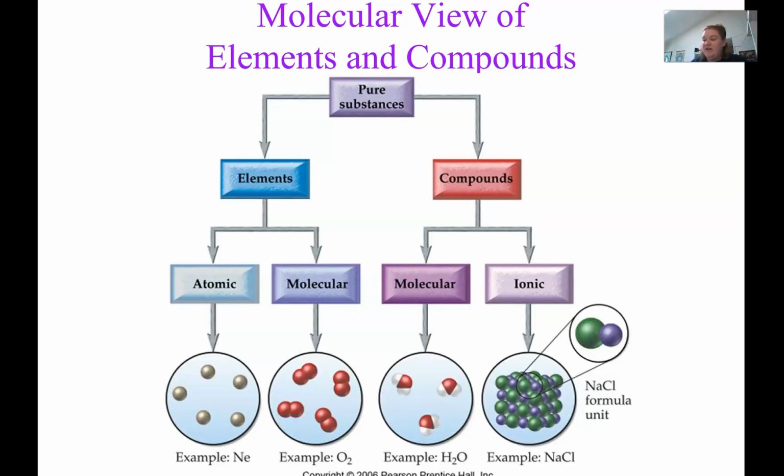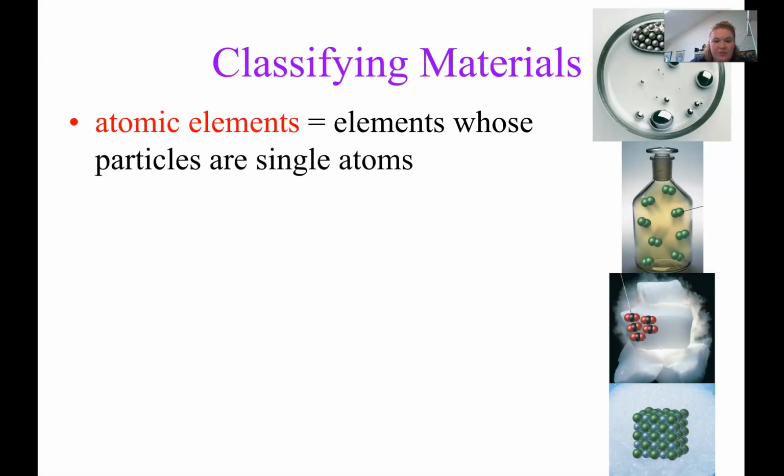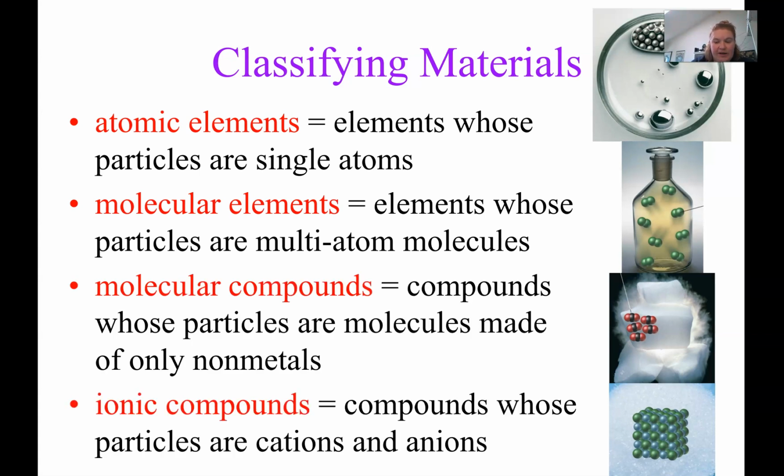So we've divided our matter into pure substances and mixtures, and we divided our pure substances into elements and compounds. So this is really just a continuation of that chart. So we're going to divide our elements into atomic and molecular, and then we're going to divide our compounds into molecular and ionic. So we're going to start with just a quick definition of each one, and then we'll go into a little bit more details.